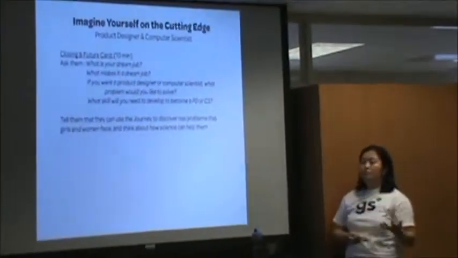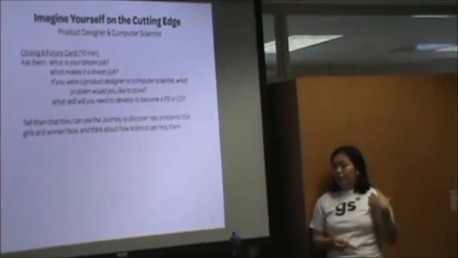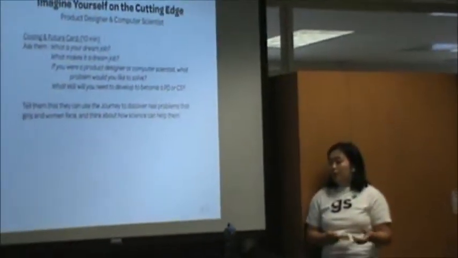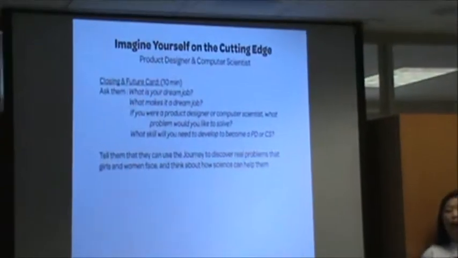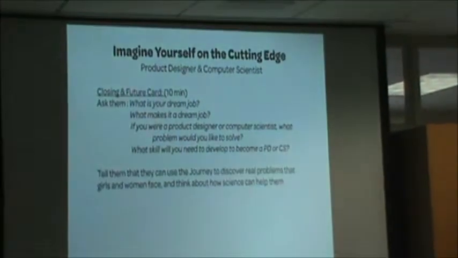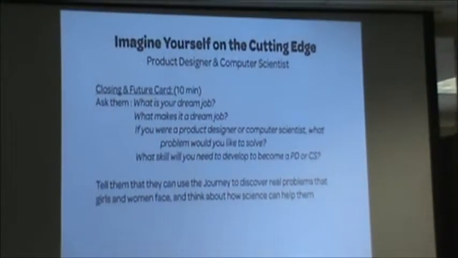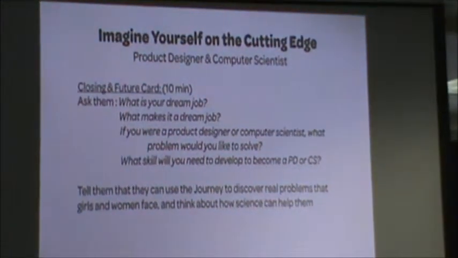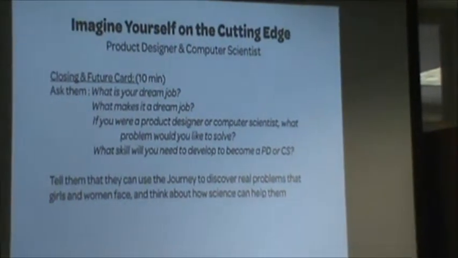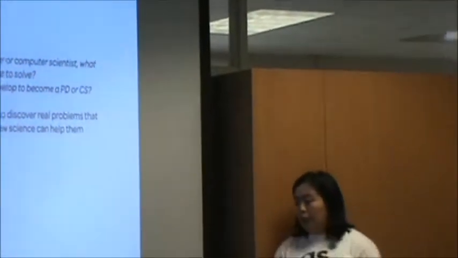At the end of each module, they have these closing questions you should bring up to the girls. Some of it's like, what's your dream job? What about it makes it your dream job? Another question is, if you were a product designer or a computer scientist, what problem would you like to solve? A problem that you see today, what would you like to improve, for example? And what skills do you think you will need to develop to become a product designer or a computer scientist?